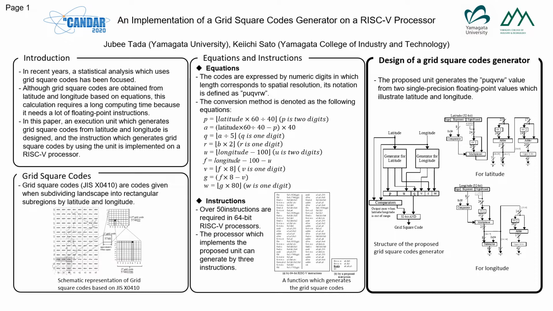Next, U, V, and W are generated by longitude. The value of U is obtained by subtracting 100 from the upper 8 bits of the temporary value, and the other components are the same as those of latitude. In this paper, the proposed unit is implemented on the ALU of the RISC-V processor. The RISC-V processor, which implements the proposed unit, can generate the corresponding grid square code from latitude and longitude by 3 instructions.